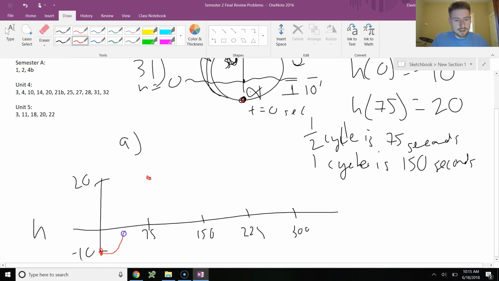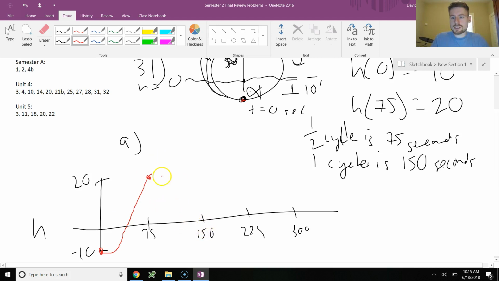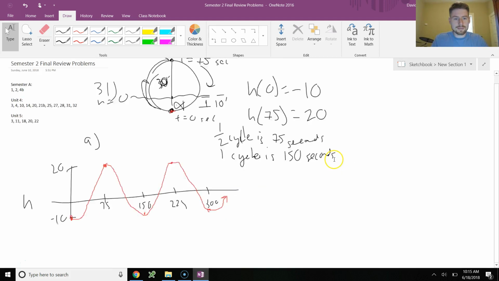Okay, so anyway, it's going up and it reaches a peak at 75 seconds. At 150 seconds it's back at the bottom, so we're at -10 here. At 225, we're back at the top. At 300, we're at the bottom again. So our function is going to look something like this. Here's our graph. Okay, so that's the fish's journey.